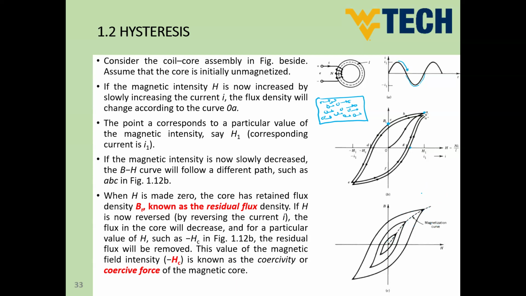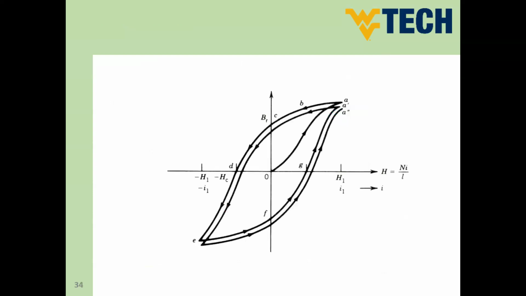This loop is called the hysteresis loop. Okay, so this is for the AC excitation. Nice.